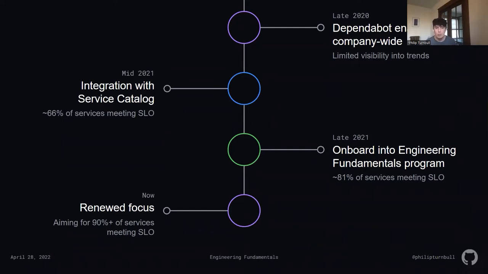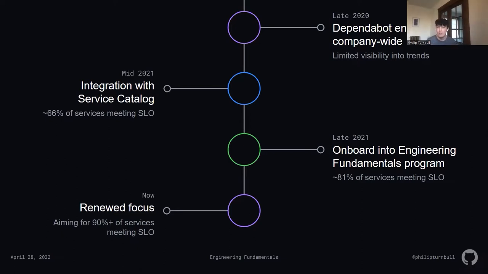And by the end of the year, we increased the number of services with no outstanding Dependabot alerts from 66% all the way up to 81%. And we did that in one quarter. So three iterations of the fundamentals program. Right now, we found that progress on Dependabot alerts has mostly plateaued again. So actually this month we've announced a renewed focus on this with the aim of burning down that final 20%.